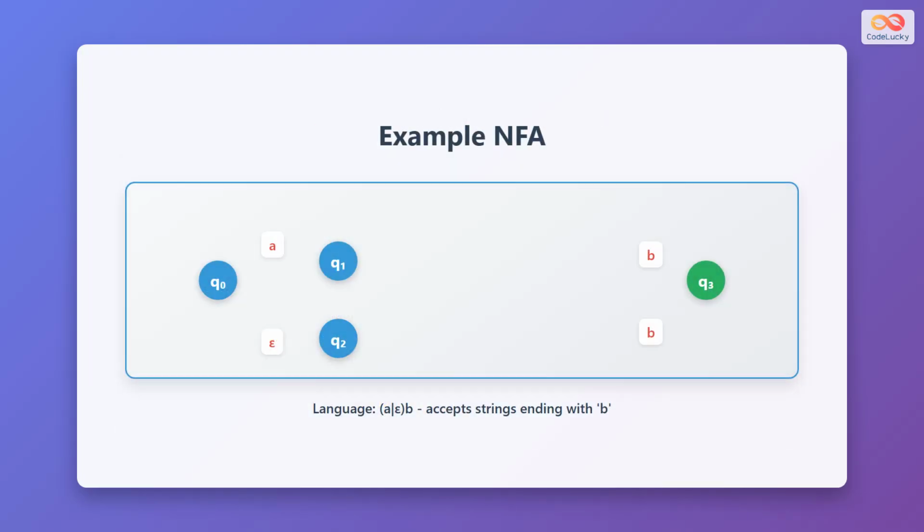Let's consider an example NFA. The diagram consists of 4 states: Q0, Q1, Q2 and Q3, with Q0 being the start state and Q3 being the final state. There is a transition from Q0 to Q1 on input A, an epsilon transition from Q0 to Q2, and transitions from both Q1 and Q2 to Q3 on input B. The language recognized by this NFA is A followed by B, or epsilon followed by B, in other words, the set of strings ending with B.